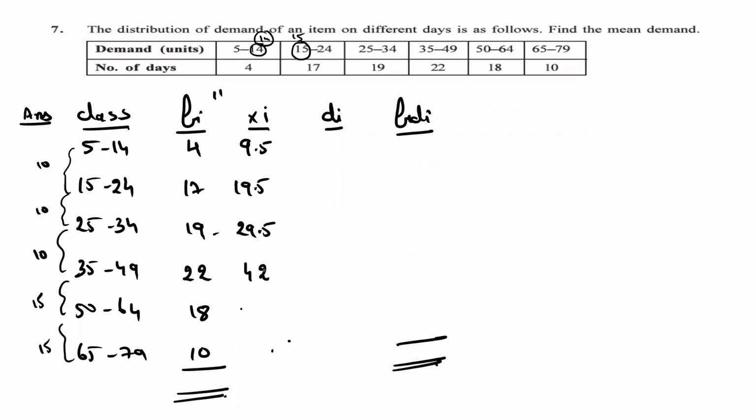Then comes 50 and 64. 50 plus 64 divided by 2, 57. Yes, 57, they are saying. 57. Then comes 65 plus 72. One minute.